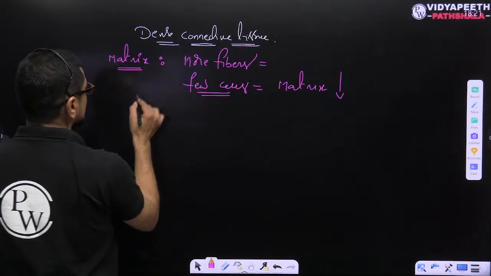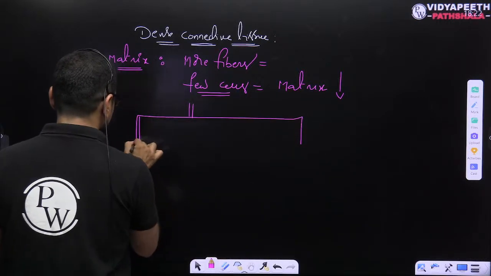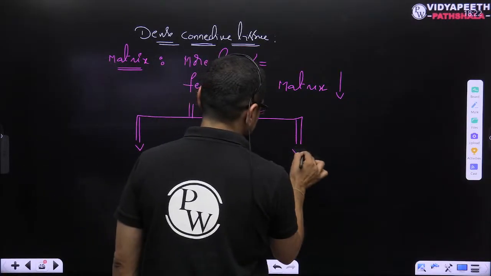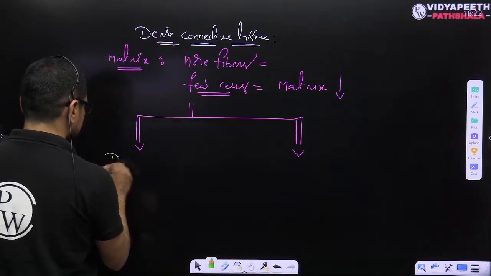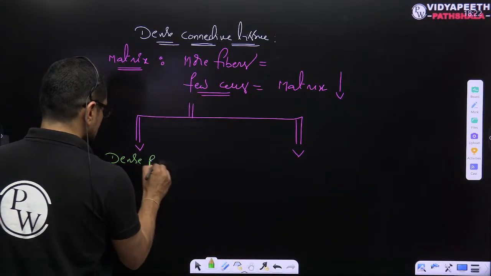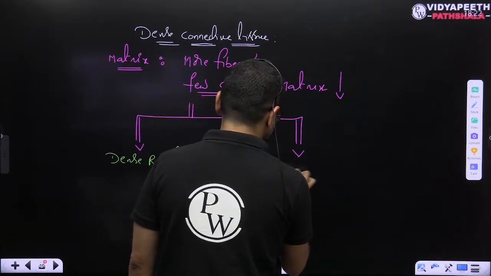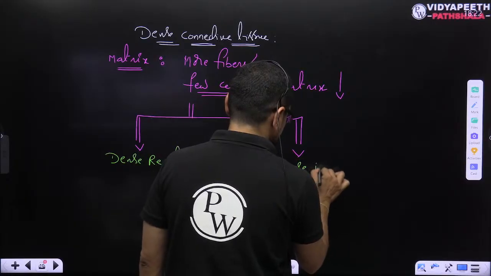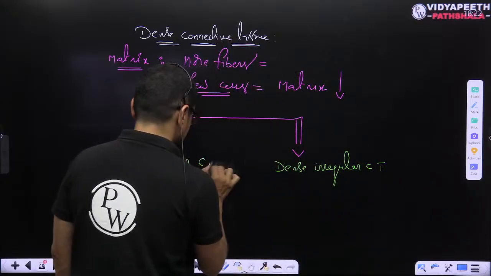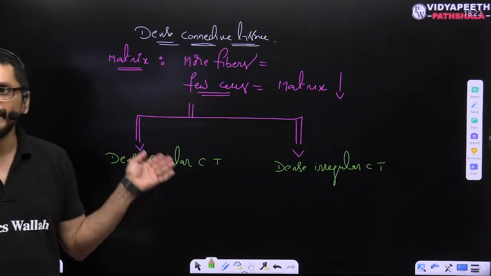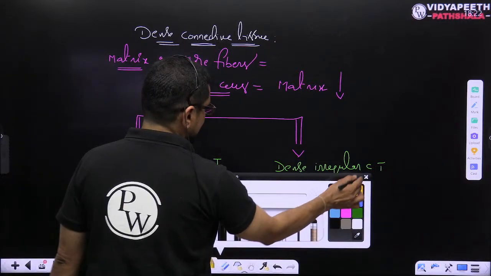Before going to see where dense connective tissue is present, broadly speaking, it is of two types. Let me write here. Dense connective tissue is of two types: dense regular connective tissue and dense irregular connective tissue. Dense regular, dense irregular. The name itself indicates what is dense regular and what is dense irregular.